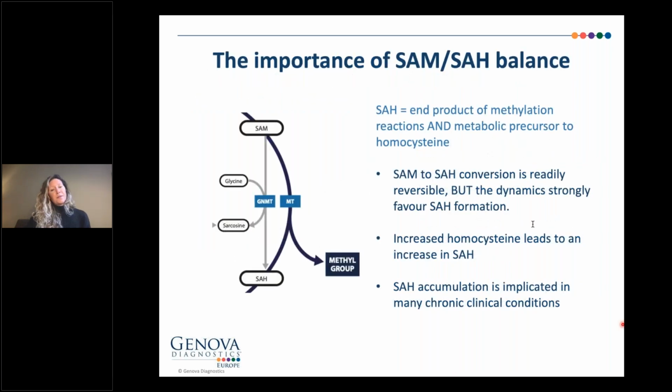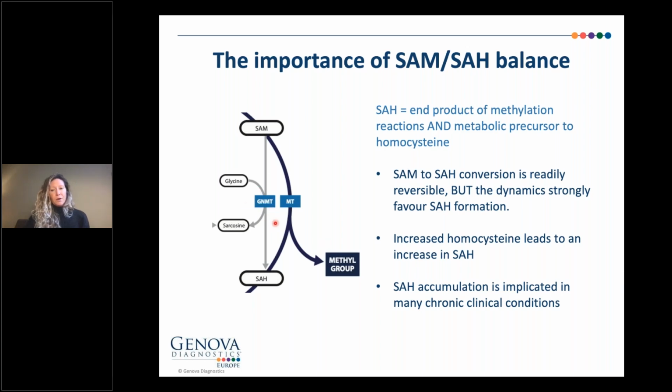So the final part of the methionine cycle is SAH, S-adenosylhomocysteine production, as you can see at the very bottom here. And this is the end product of methylation reactions and a metabolic precursor to homocysteine. So once SAM has donated its methyl group to methyltransferase enzymes, it eventually becomes SAH. As you can see, the enzyme responsible for this conversion is GNMT, this one here.